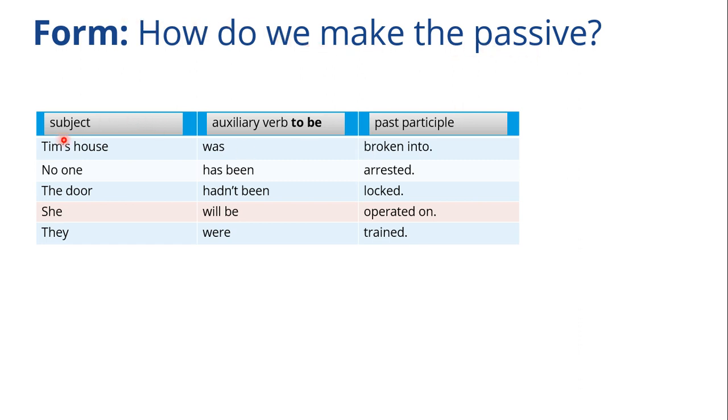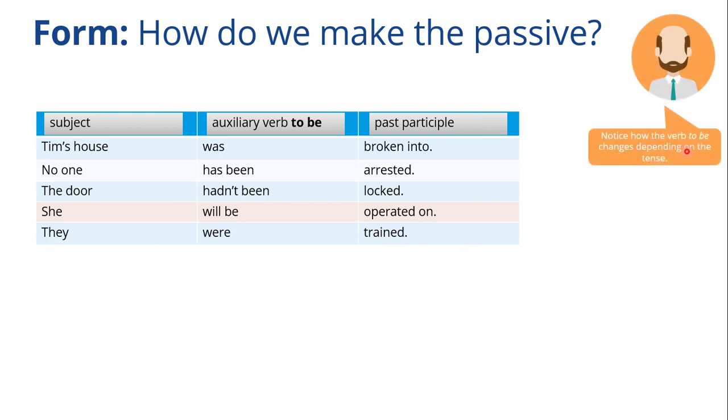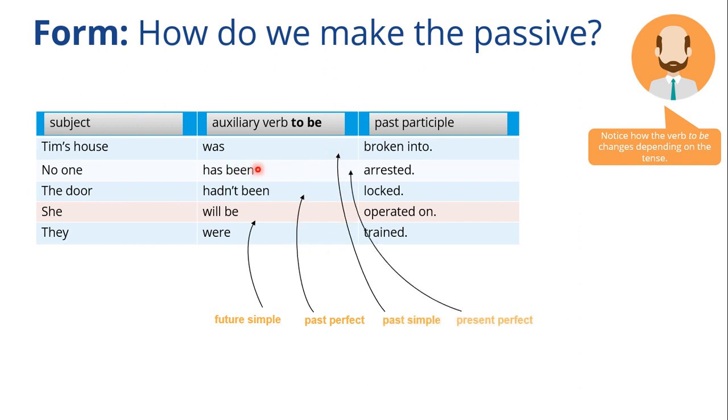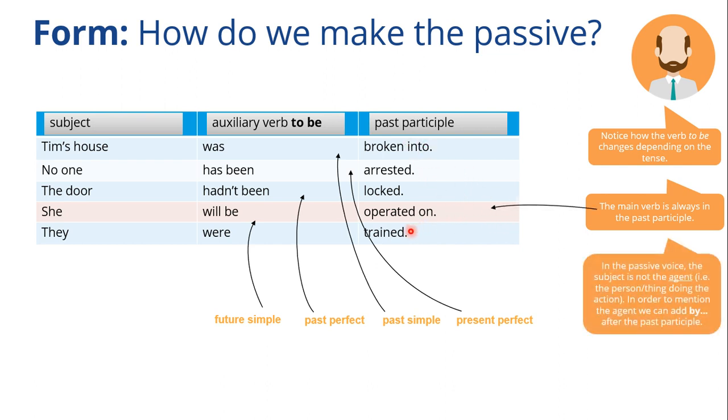How do we make the passive? So these are the positions. Okay. Tim's house was broken into. This is the position: the subject, the auxiliary verb to be, and the past participle. How does the verb to be change depending on tenses? Can't you see it now? Will be, future simple; hadn't been, that's past perfect; was, past simple; has been, present perfect. The main verb is always in the past participle, all of them in past participle: operated on, arrested, broken into, and trained.